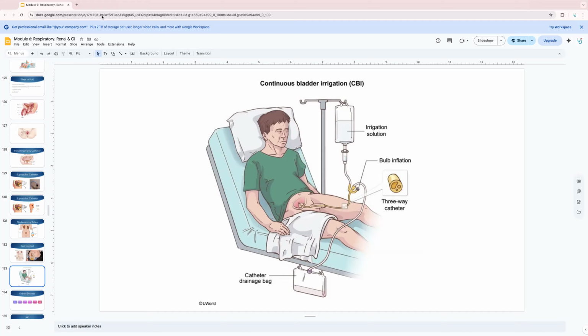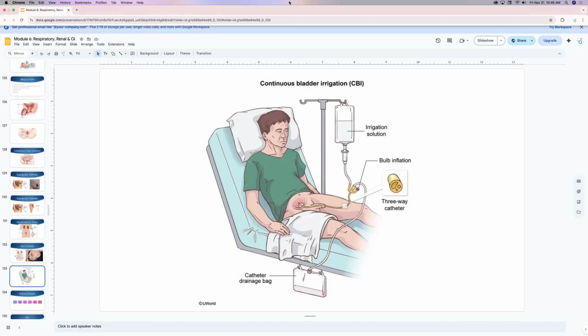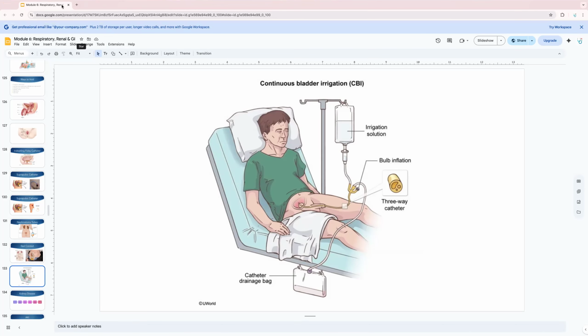All right, so that is continuous bladder irrigation. All right, guys, so let's take a 5 minute break. And when we come back, we will begin talking about acute kidney injury and chronic kidney disease.